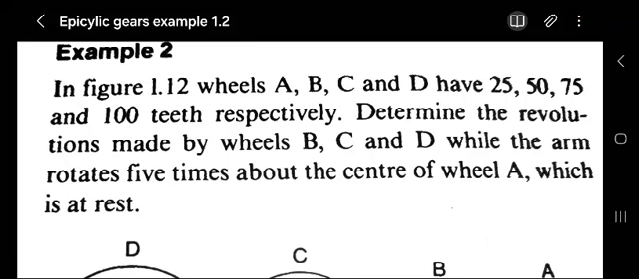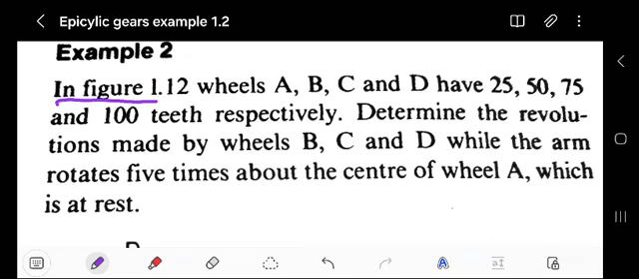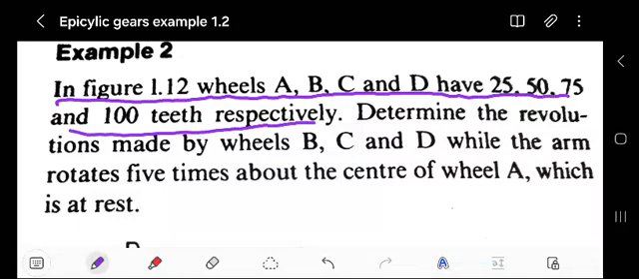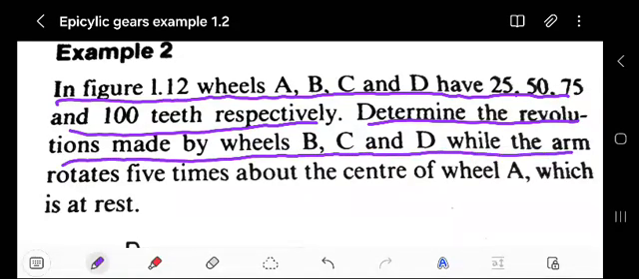Today in this video we'll be dealing with epicyclic gears. I've given example 2. It reads as follows. In figure 1.12, wheels A, B, C and D have 25, 50, 75 and 100 teeth respectively. Determine the revolutions made by wheels B, C and D while the arm rotates 5 times.